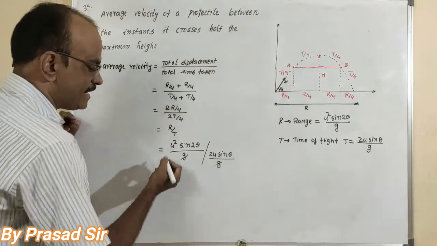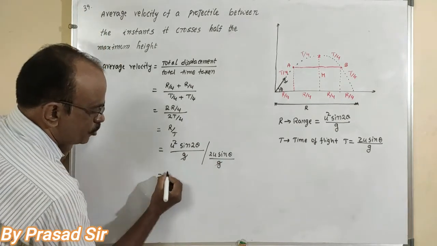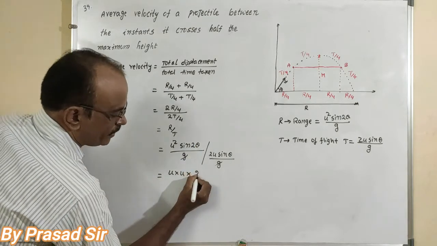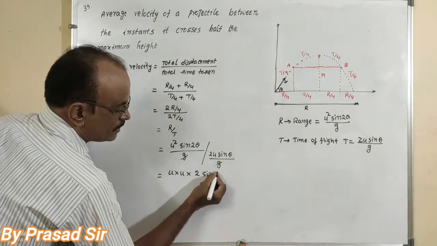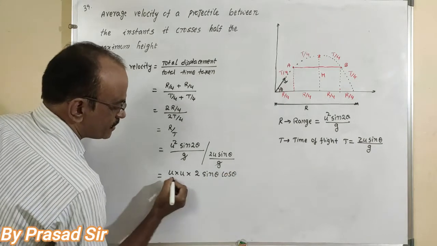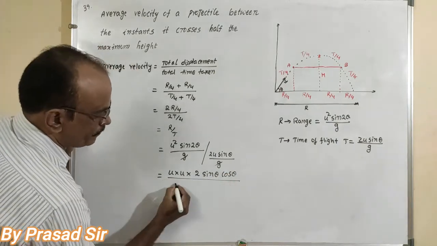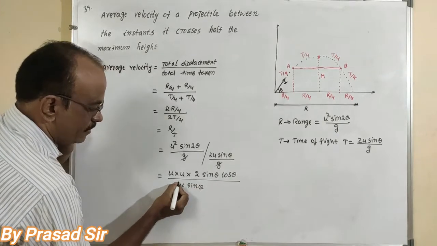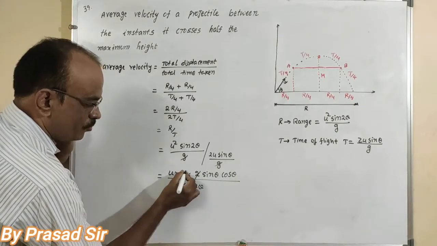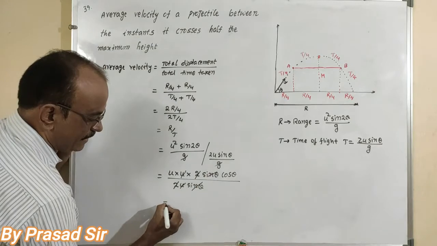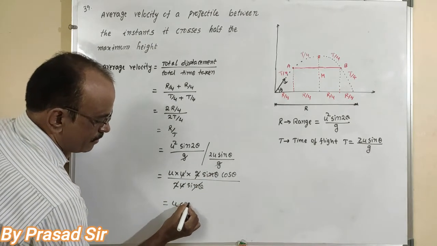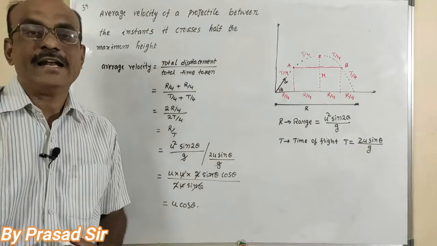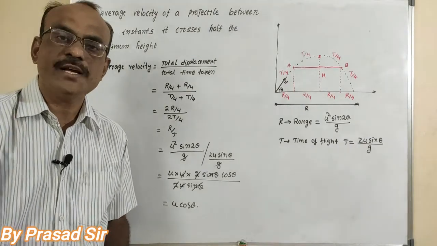First, g gets cancelled. Here we have u square, no, u into sine 2 theta, using the formula 2 sine theta cos theta, divided by 2u sine theta. 2 with 2, u with u, sine theta with sine theta. Remaining is u cos theta. So this is the answer, and this is the solution for question number 39.